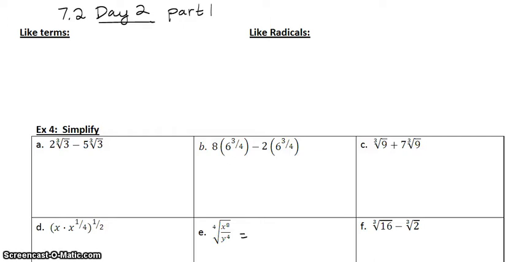Hey everybody, this is 7.2, Day 2, Part 1. So we're going to continue working with those exponent properties and the radical properties like we did yesterday, and today the focus is more on the radicals.